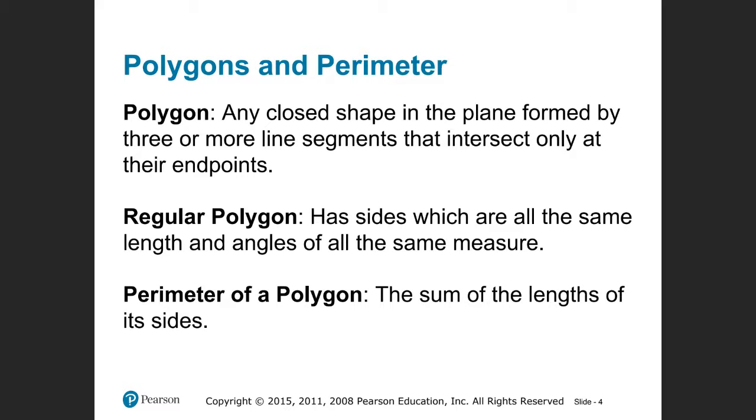A polygon is any closed shape in the plane formed by three or more line segments that intersect only at their endpoints. A regular polygon has sides that all have the same length and angles all the same measure, and the perimeter of a polygon would be the sum of the lengths of its sides.